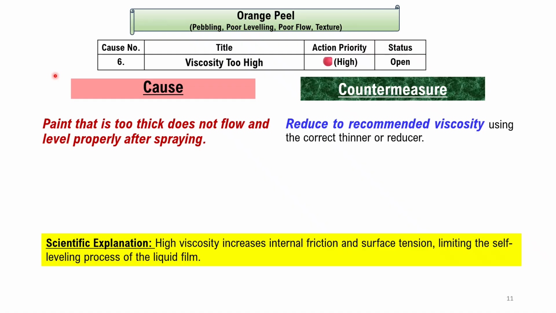Sixth probable cause could be viscosity too high. Paint that is too thick does not flow and level properly after spraying. It can be scientifically explained as high viscosity increases internal friction and surface tension, limiting the self-leveling process of the liquid film. Therefore, the recommended countermeasure is to reduce to recommended viscosity using the correct thinner or reducer.